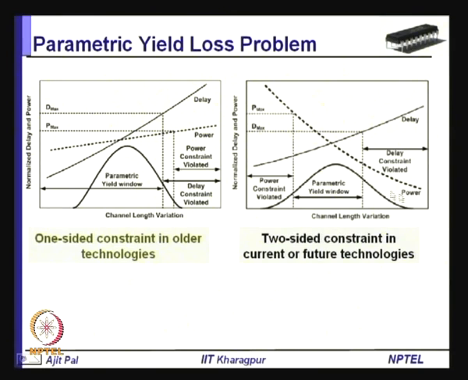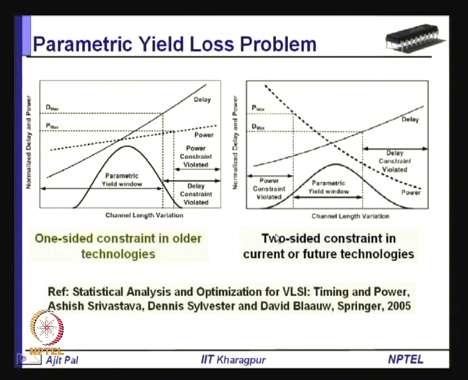Based on performance, you have to discard the dies which are falling in this range, but the dies which will fail because of the power constraint are in this range, over which the power constraint is violated. So, the dies within this range ought to be discarded because of larger power dissipation. So, we find that now you have got a two-sided constraint, and obviously a larger number of dies ought to be discarded either because of delay or because of power variations. Earlier it was only on one side, and obviously the yield will decrease significantly because of this two-sided constraint in current or future generation technologies.